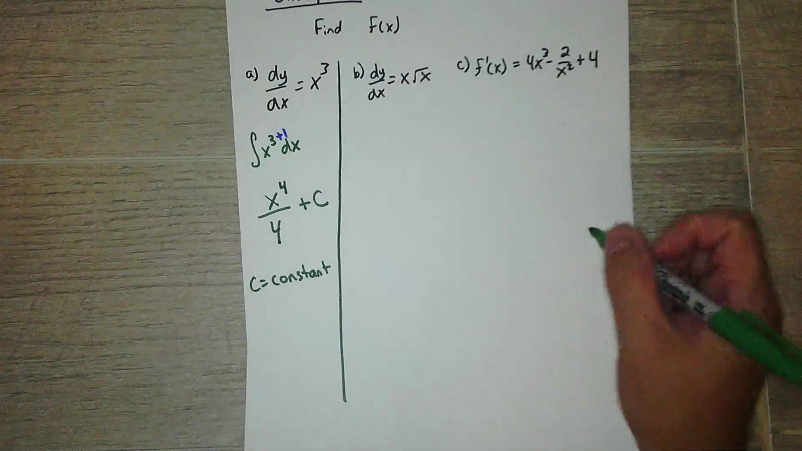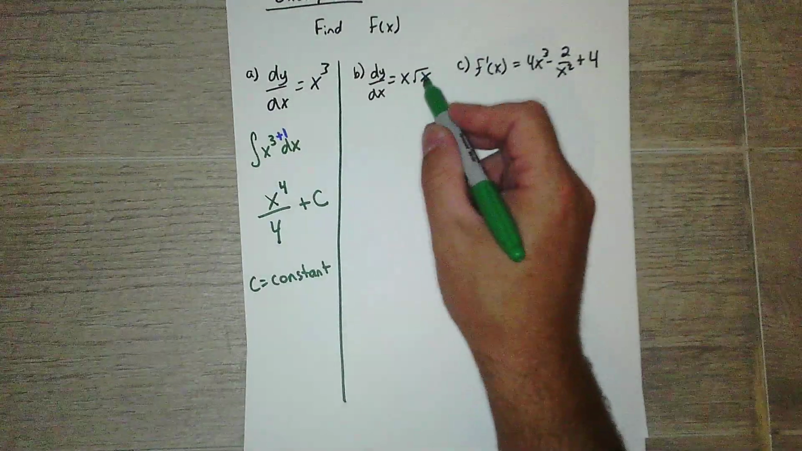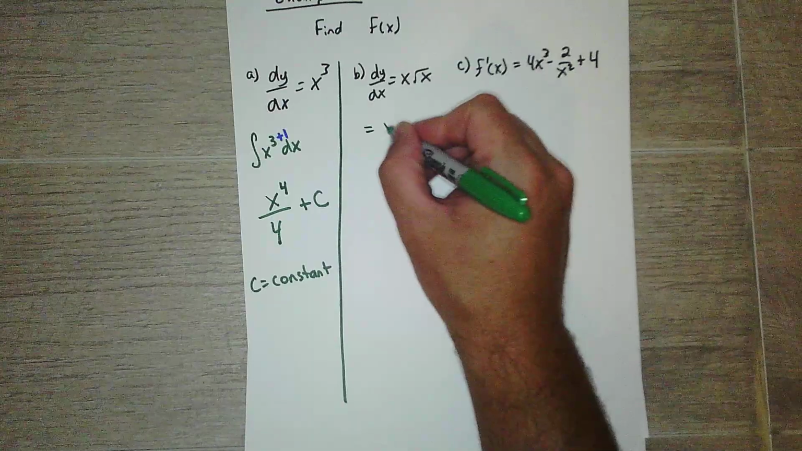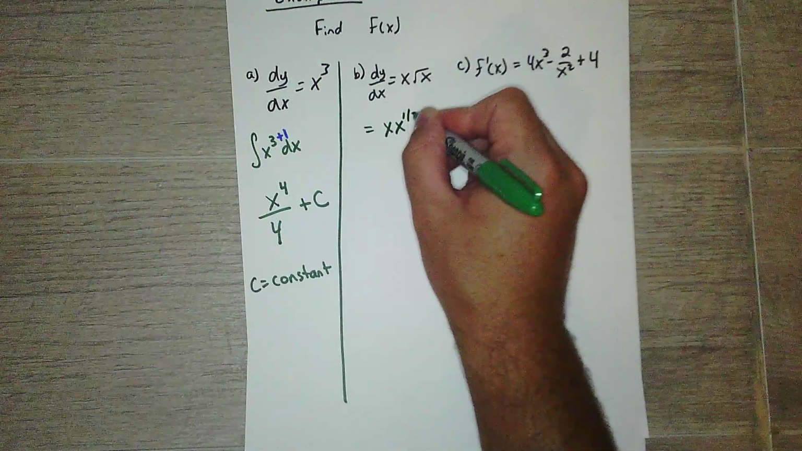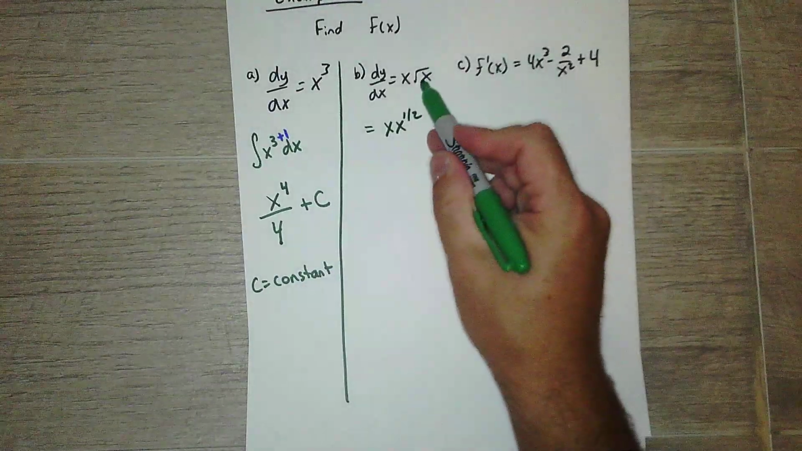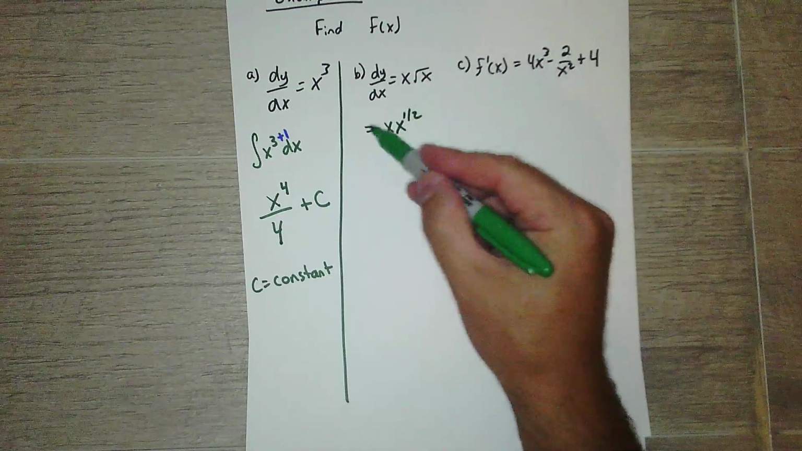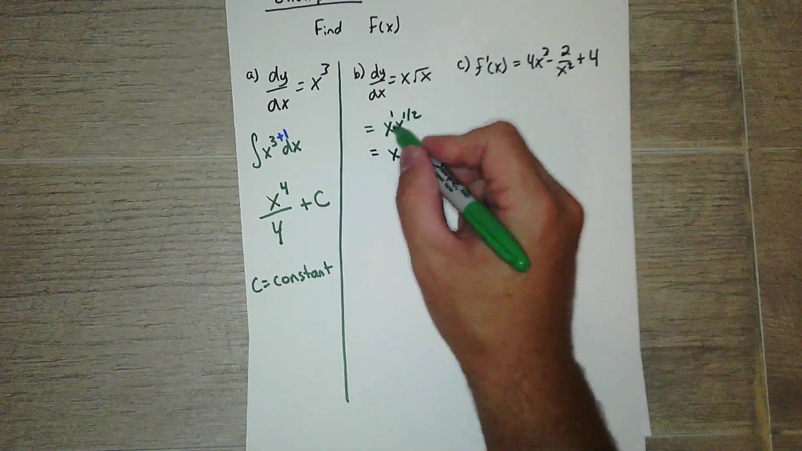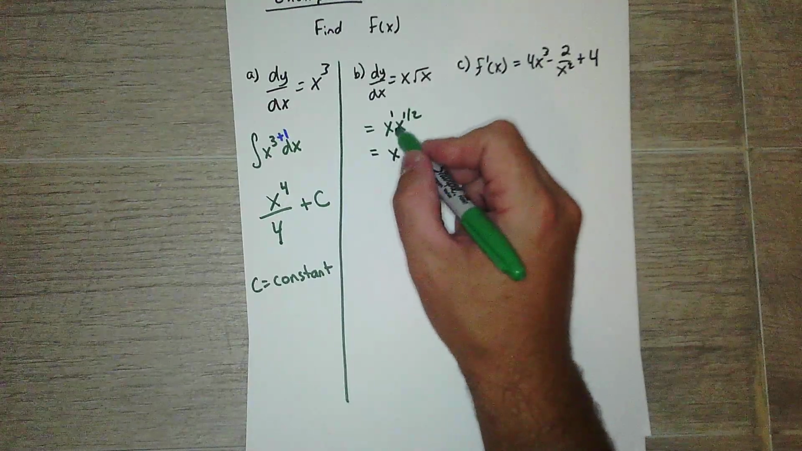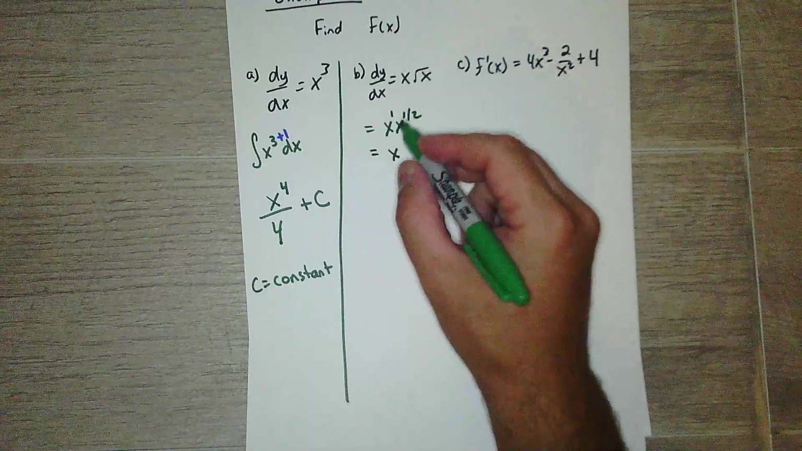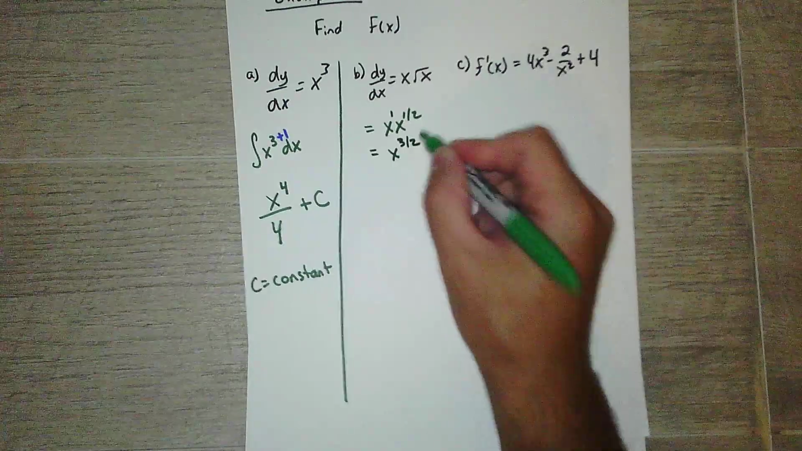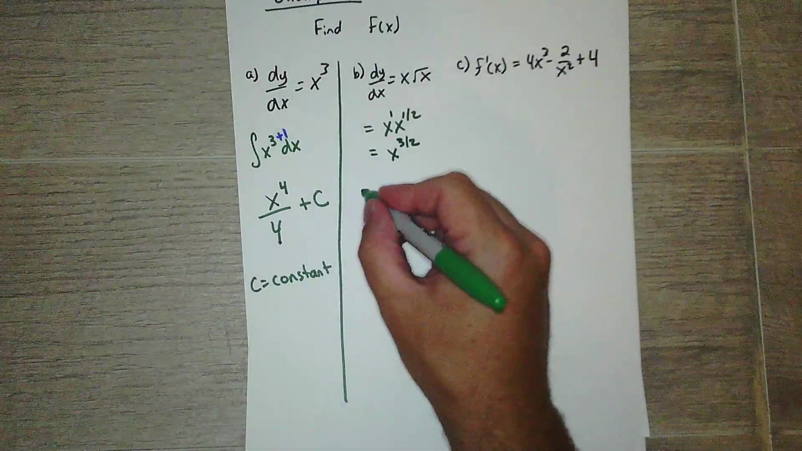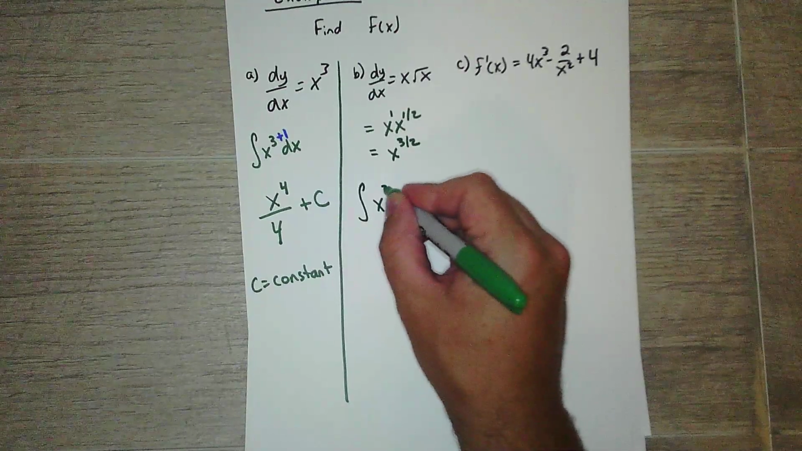Okay, let's look at the next one. I need to rewrite this using exponents. I'm going to rewrite it as x to the 1 times x to the 1/2. Remember, square root means to the 1/2. When you're multiplying variables with exponents, you add the exponents. So this simplifies to x to the 3/2, since 1 plus 1/2 is 3/2. So I'm taking the integration of x to the 3/2.